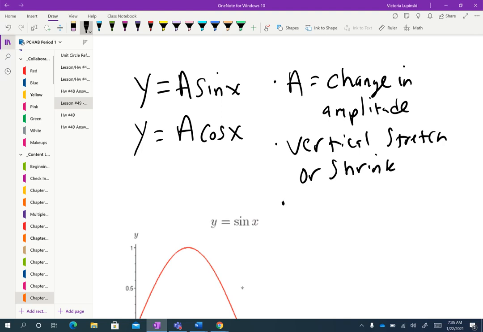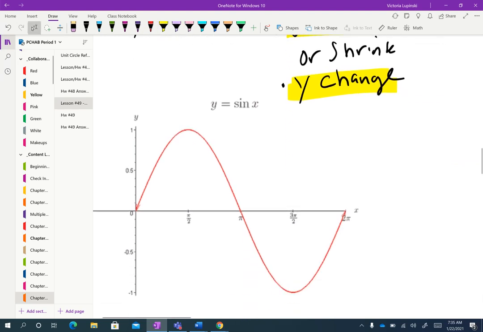Hopefully you remember from all your transformation lessons that a vertical stretch or shrink would be known as a y change. So whenever you have a number other than 1 out front, that means there is a change in amplitude. Either it's going to be something larger than 1, which makes it a stretch, or something smaller than 1, which makes it a shrink. And you are making that stretch or shrink vertically, which means you're making a y change.